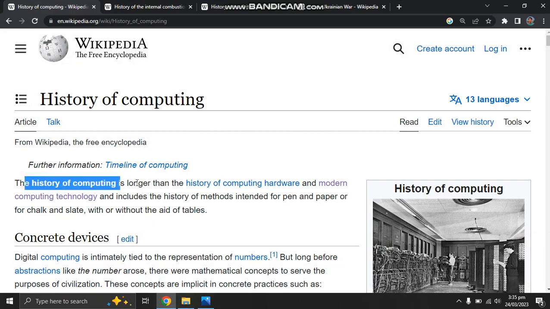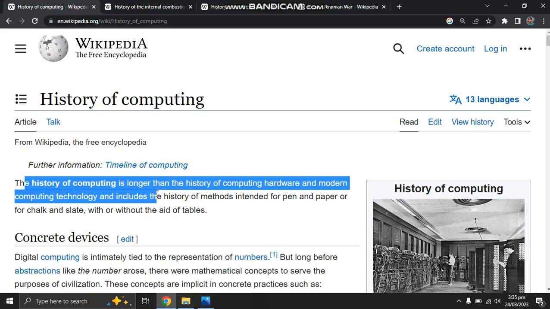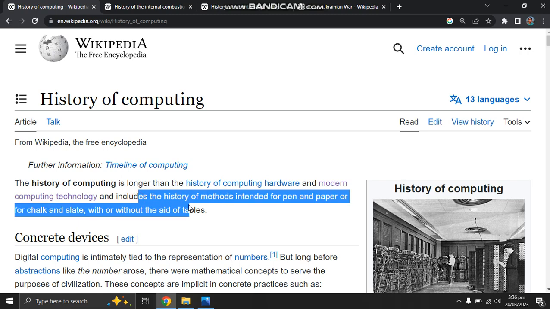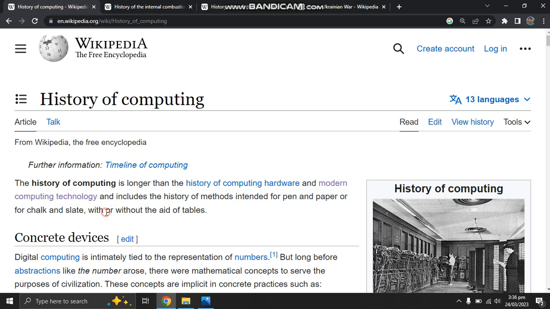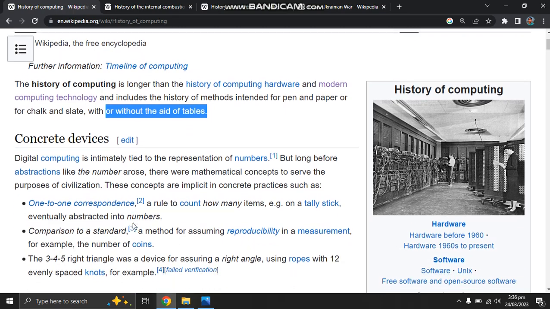The history of computing is longer than the history of computing hardware and modern computing technology, and includes the history of methods intended for pen and paper, or for chalk and slate, with or without the aid of tables. Concrete devices.